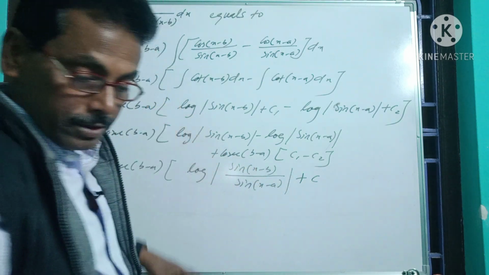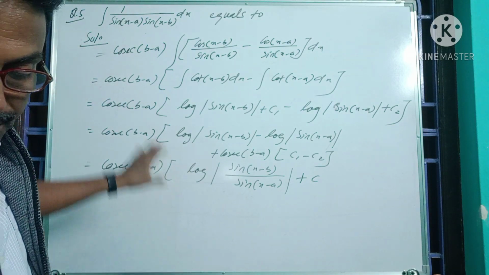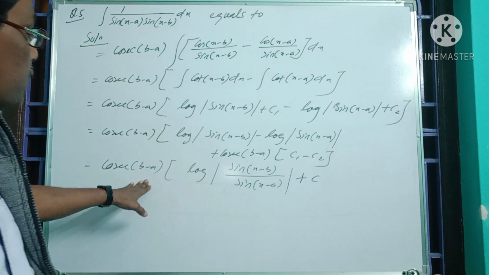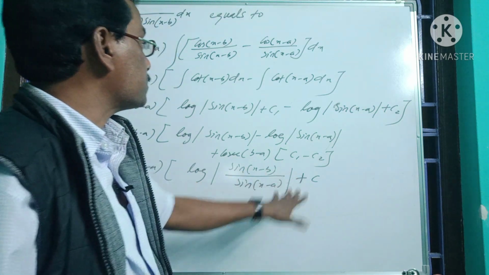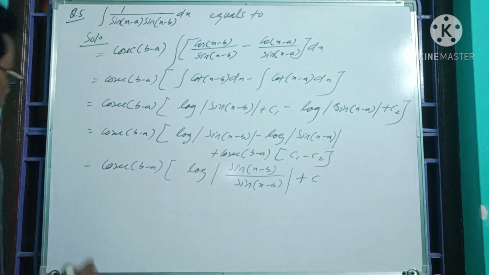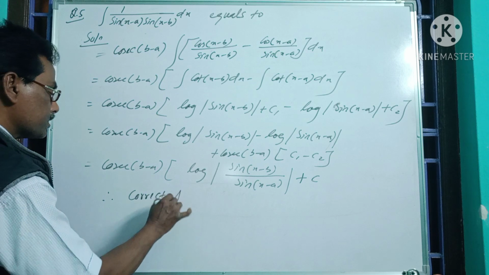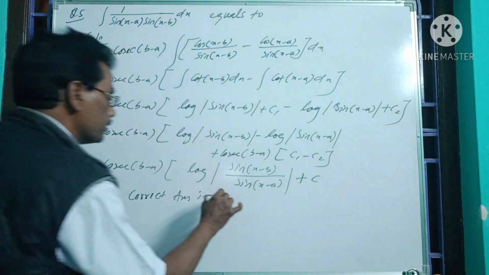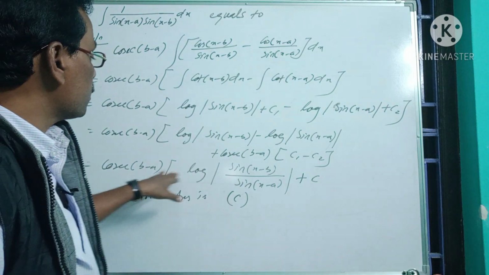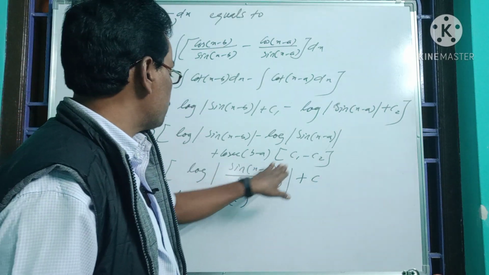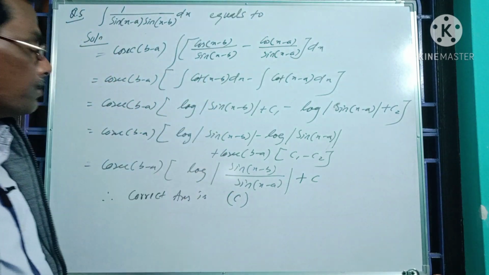Hence the correct result is the answer C, which is cosec(b minus a) into log of sin(x minus b) by sin(x minus a) mod plus c. Hence the correct answer is C, which is cosec(b minus a) into log of mod of sin(x minus b) by sin(x minus a) mod plus c. Hence the problem is completed.